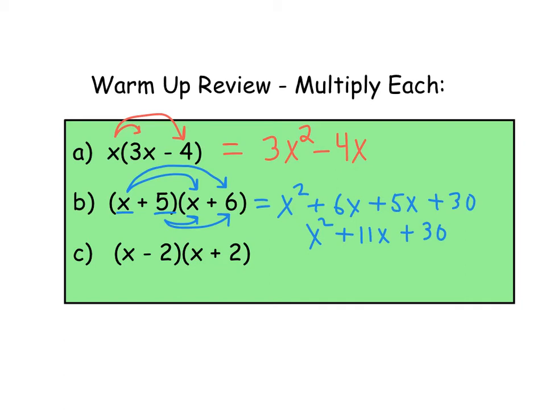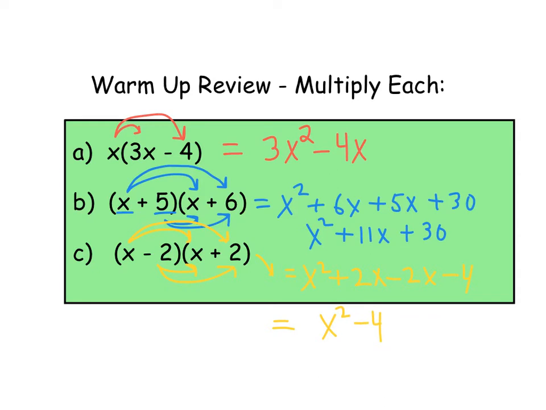And then with part C, same kind of problem. It's multiplying two, these are called binomials because they each have two terms. So x times x, again, is x squared. x times the plus 2 is plus 2x. The minus 2 times x, and then minus 4. And this one's going to simplify: the plus 2x and the minus 2x cancel out. So this one just ends up equaling x squared minus 4.